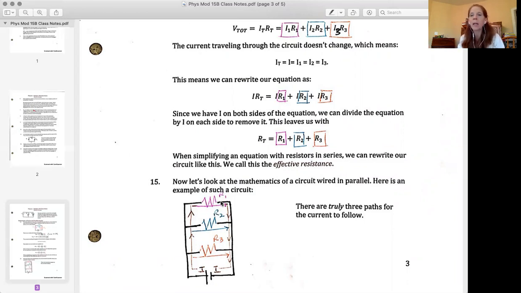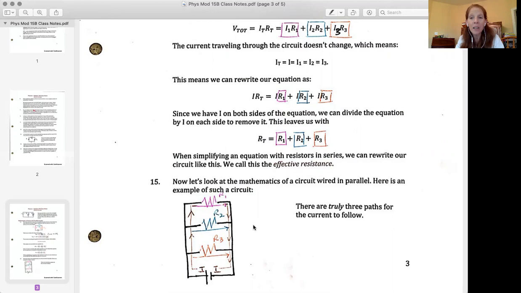So back in our series circuit, the current that flows across each resistor is actually the same because it's the same number of particles. They have no other path of which to go. But in a parallel circuit, there literally are different paths through which the current can flow. So the current across each resistor is not the same.